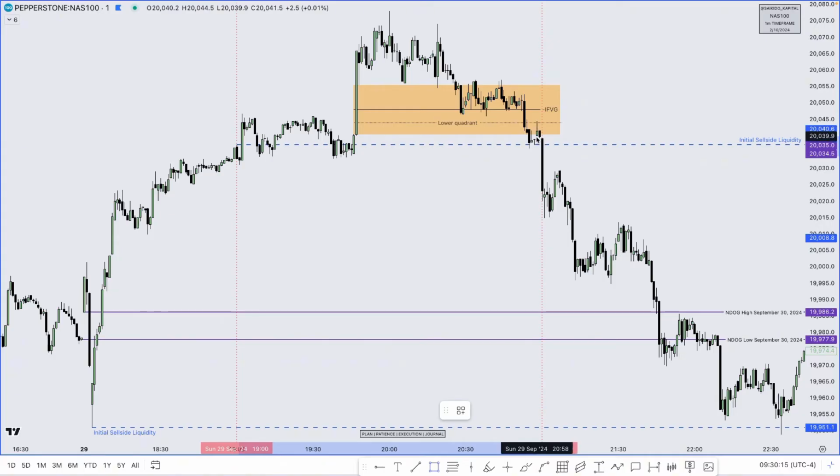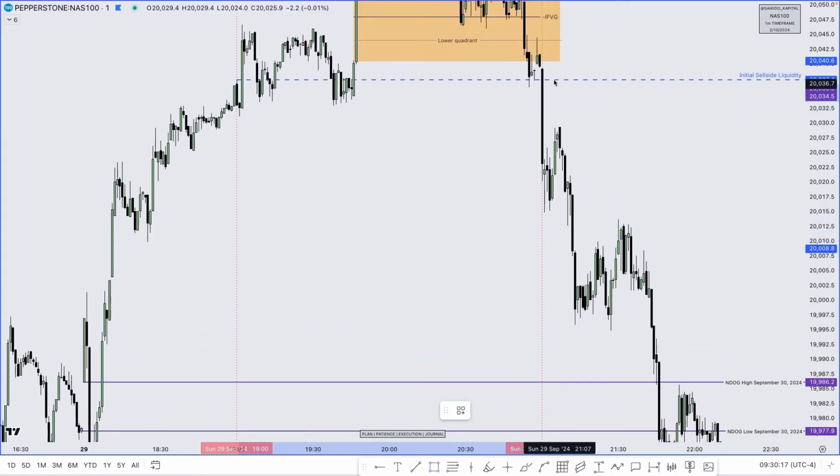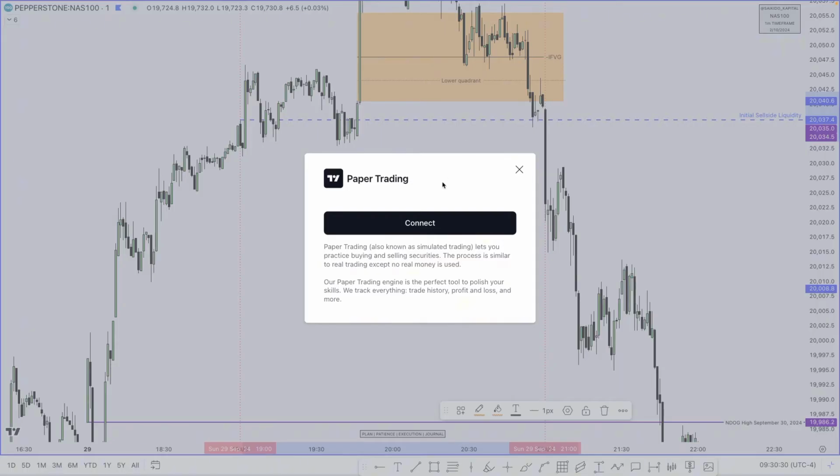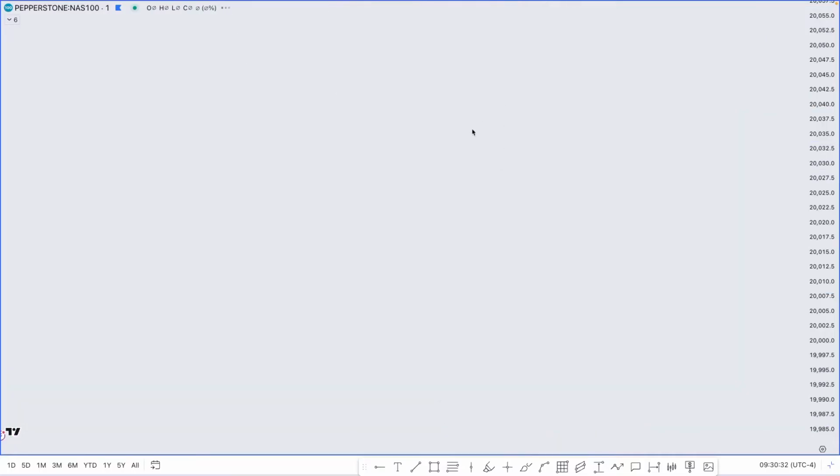And then we get a close below that bullish up close candle. So that turns into an order block right there. Why? Because it failed to reach, so it's respecting the lower quadrant of this. Oh my goodness.